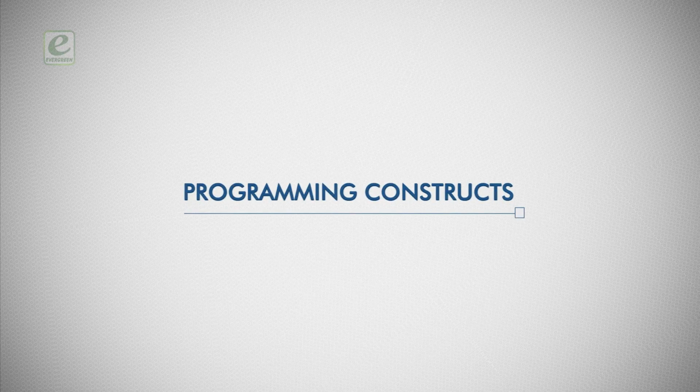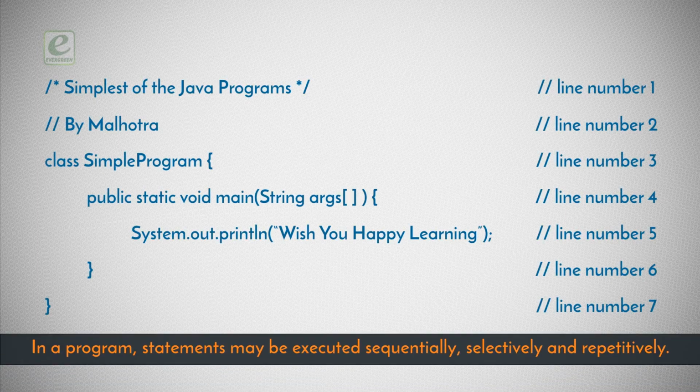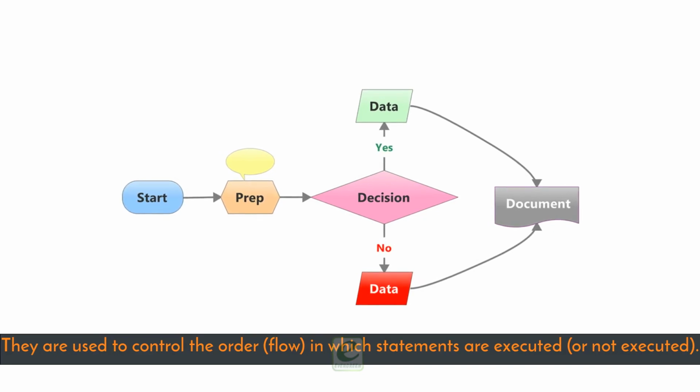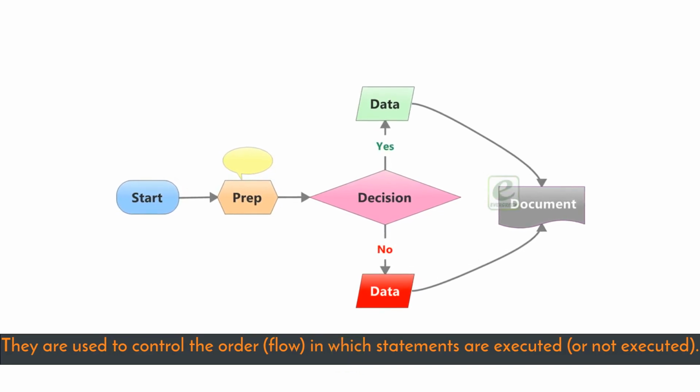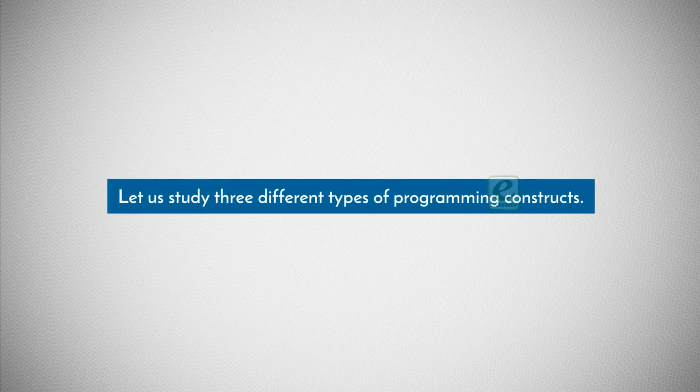Programming constructs. In a program, statements may be executed sequentially, selectively, and repetitively. All programming languages provide program constructs. They are used to control the order, the flow in which statements are executed or not executed. Let us study 3 different types of programming constructs.